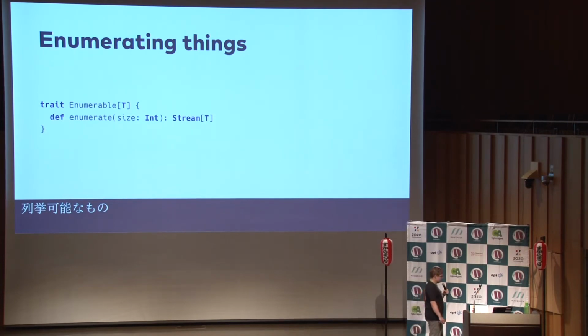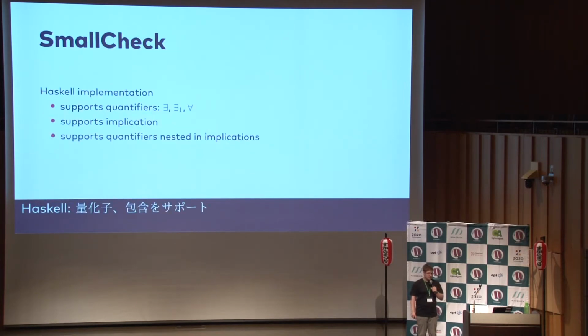Unfortunately, as far as I'm aware, there's no such library for Scala, but there is one for Haskell, which is called SmallCheck. And it supports a lot of things from logic. So you can use quantifiers. You could say there exists an x such that some property holds, or there exists a unique x such that a property holds. Or you can just, as usual, say for all values some property holds. And it can also do implications, so you can say if property P holds, then also some other property Q holds.